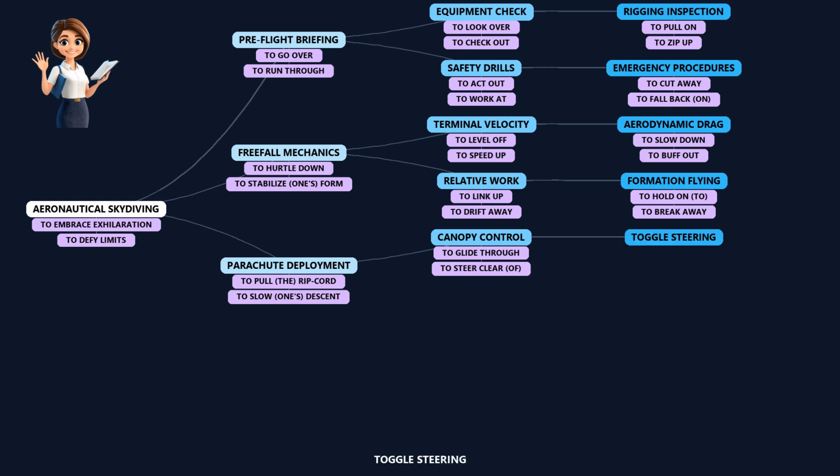Toggle steering. By mastering toggle steering, you can pull down the handles to turn or veer off a dangerous path. To put it simply, you move the control strings to change which way you are flying.